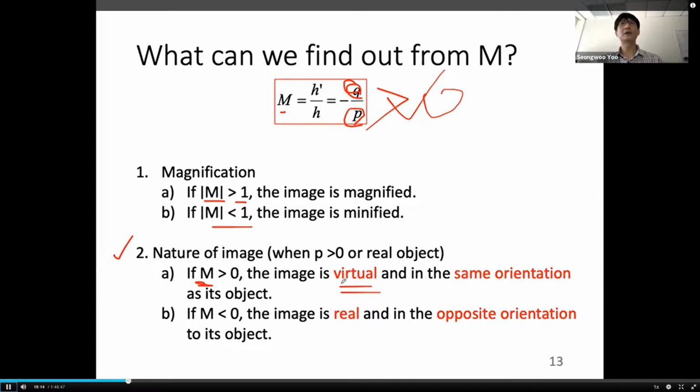And also, when the magnification is a positive value, the image and the object are in the same orientation. Now, when the magnification is negative, then the image is real because the Q value must be positive to have a negative magnification. And also the image and the object are in opposite orientations when the magnification is a negative value.